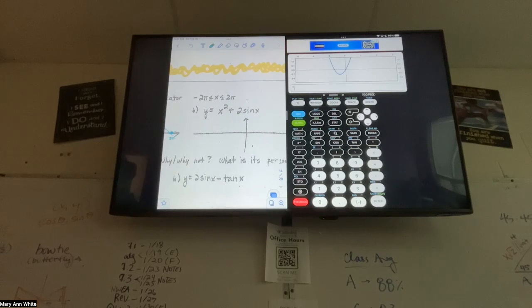It kind of just looks like a parabola. Is that what you expected it to look like? It has an x squared. It has the x squared, so I'm not shocked, but this isn't really what I expected. I expected more of a wavy graph.